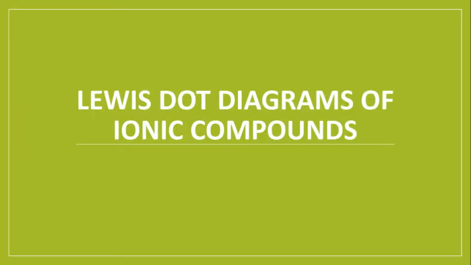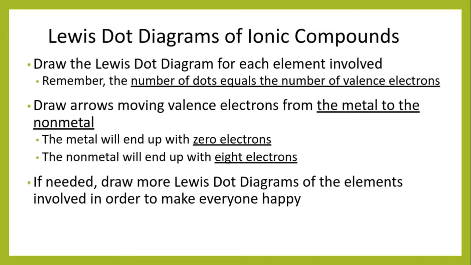Okay, hi everyone. So in this video, we're going to go ahead and talk about Lewis dot diagrams of ionic compounds. So how we can represent the transfer of electrons from the metal to the nonmetal when we form those ionic compounds. So let's go ahead and get started.